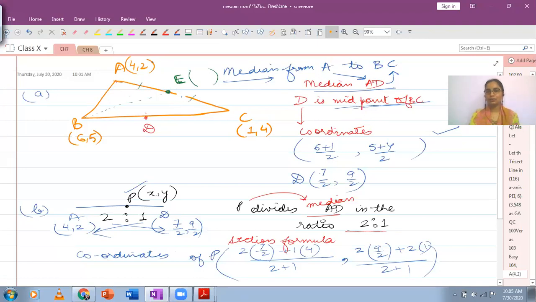At least say yes or no so that I know you are following what I'm saying. Yes, ma'am. All right. So E will be the midpoint of this side. If you want, you can write down E will be midpoint of AC. And then you can find out the coordinates of E.